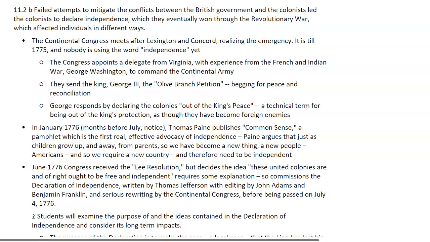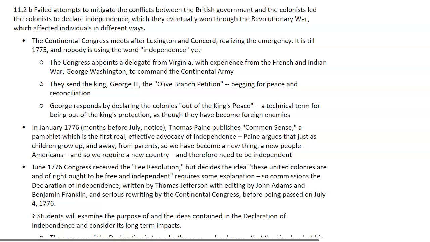They tried to mitigate the conflict. To mitigate means to lessen, to dilute the conflict between the British and the colonists. In 1775, remember, nobody is using the word independence. As far as the folks in Massachusetts are concerned, they are fighting for their rights as fellow Englishmen.